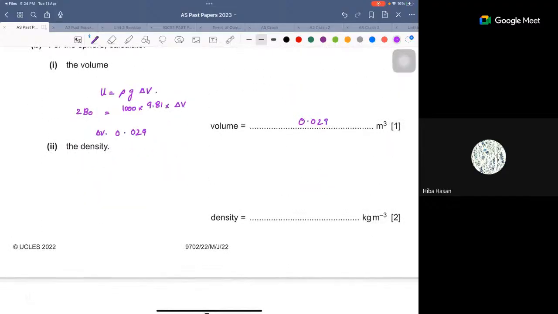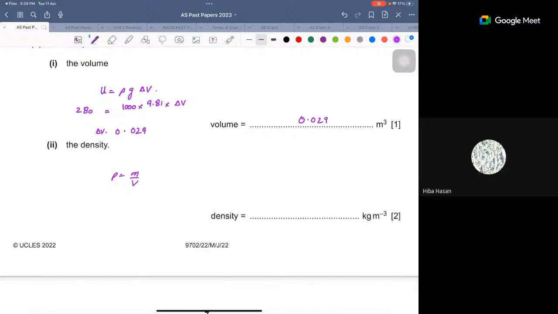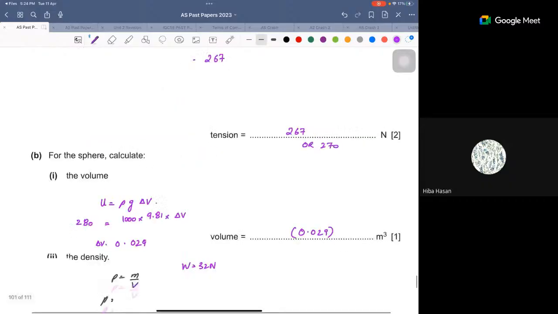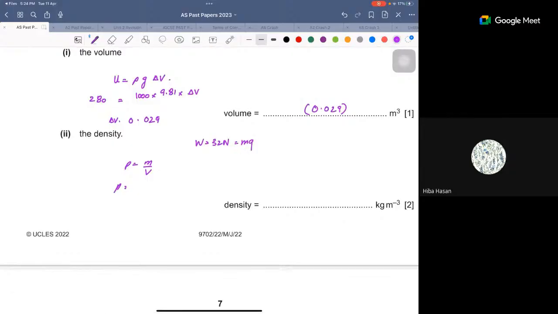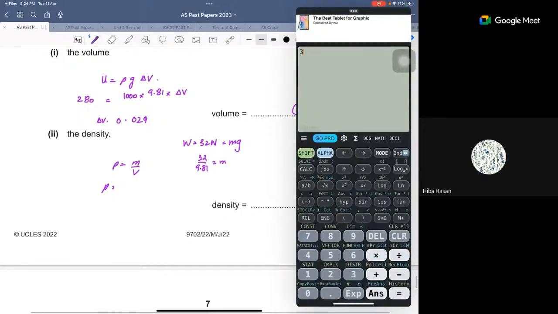So then we got this, and then it says for sphere density, we also need the volume of the sphere. Now, density is basically mass over volume. So the volume that it displaces would be the same. The mass, because the weight was like 32 newtons, I think. Wait a second, 32. So we can put it against mg. So 32 divided by 9.81 will be equal to m. So let's find that out. Let's do it slowly.